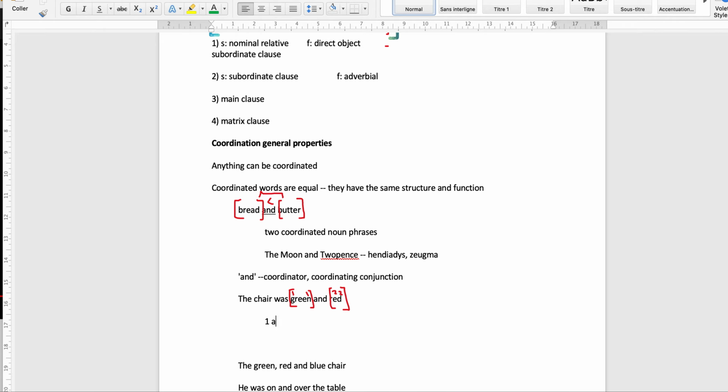First of all, we're going to say 1 and 2 are coordinated. Okay? Good. So here we have 1 and 2 are coordinated. And then later, since they're coordinated, right? This is the sort of shortcut I was talking about. That means we're going to have the same structure and function.